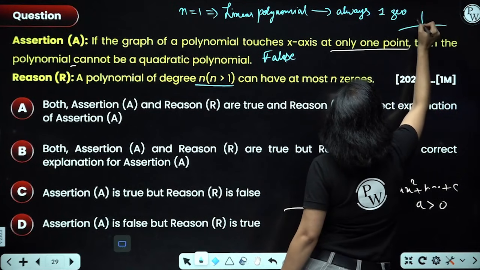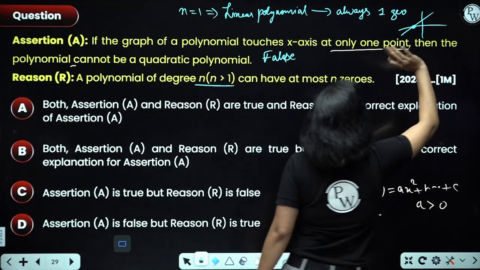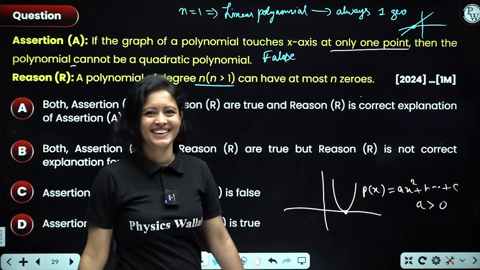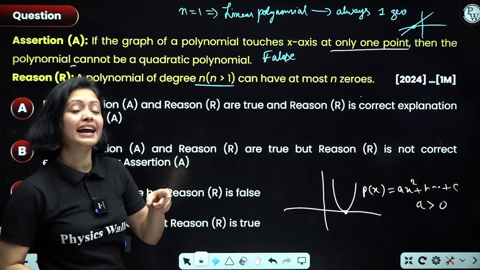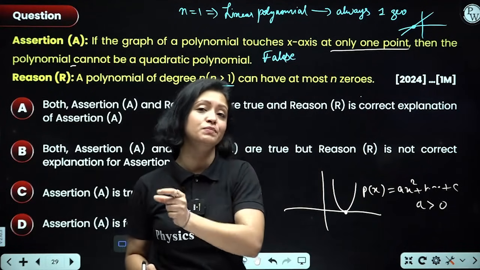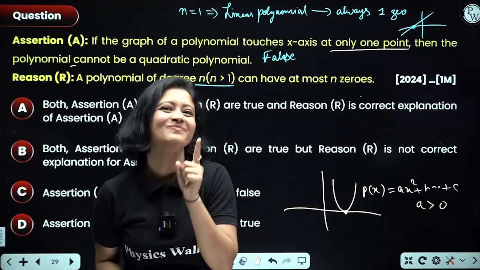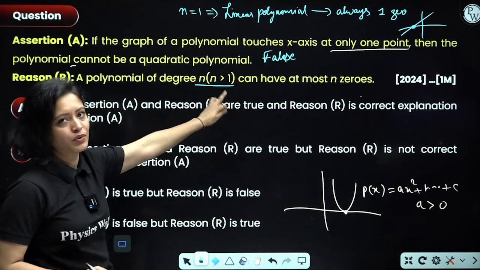You always get a line, right? And this line will definitely intersect the x-axis. Okay? Chalo. And why will the line always intersect the x-axis? Because the linear polynomial standard form is ax plus b, where a cannot be 0. That's why, guys. That's why. Think about it. Okay? So that's why n is greater than 1 they have used.